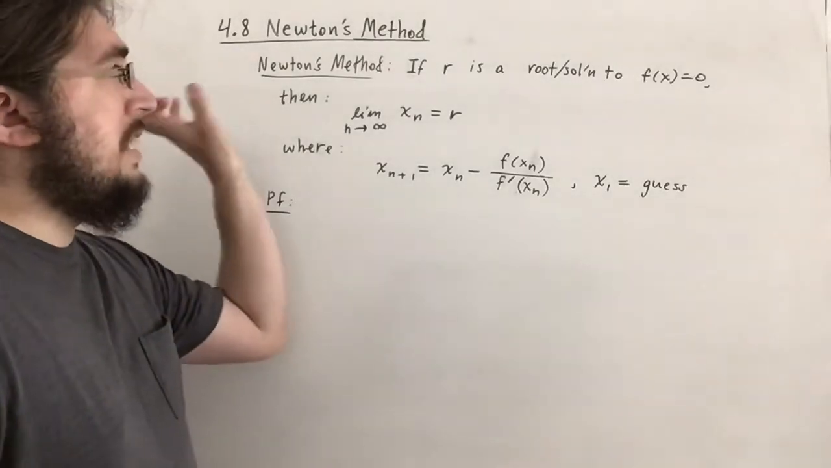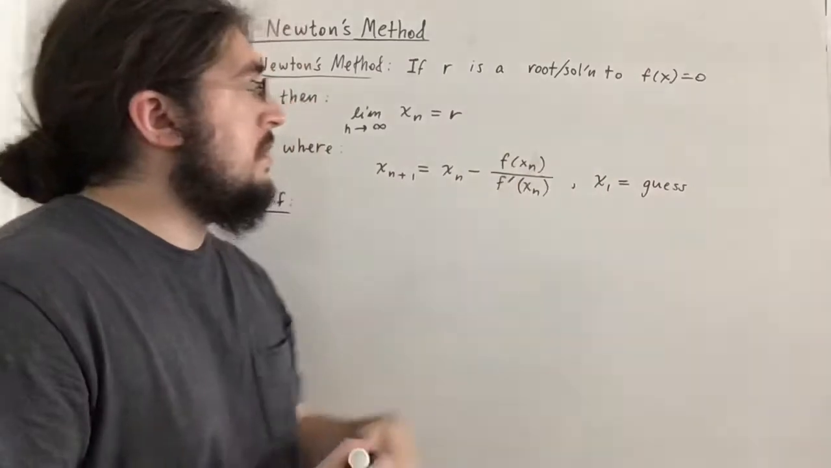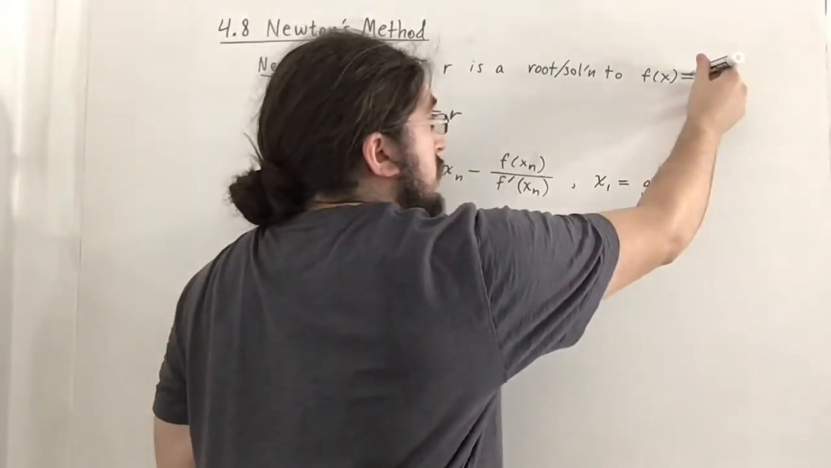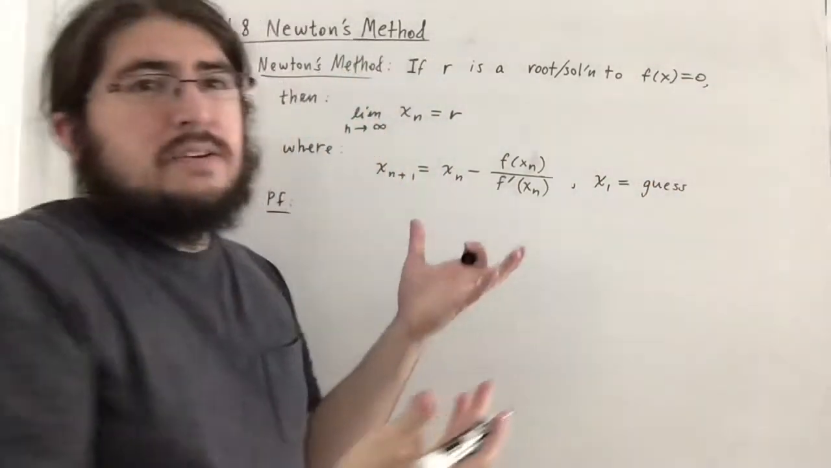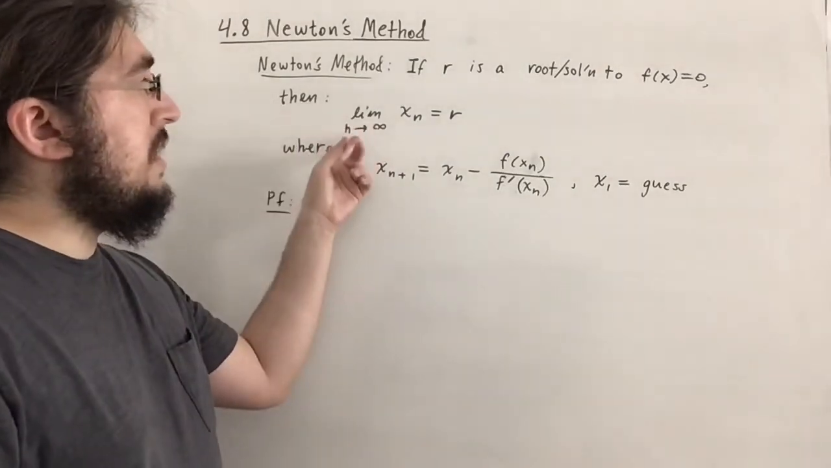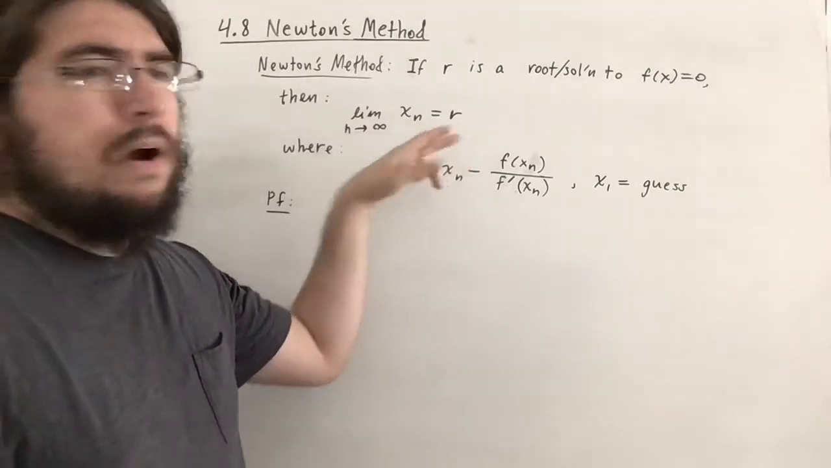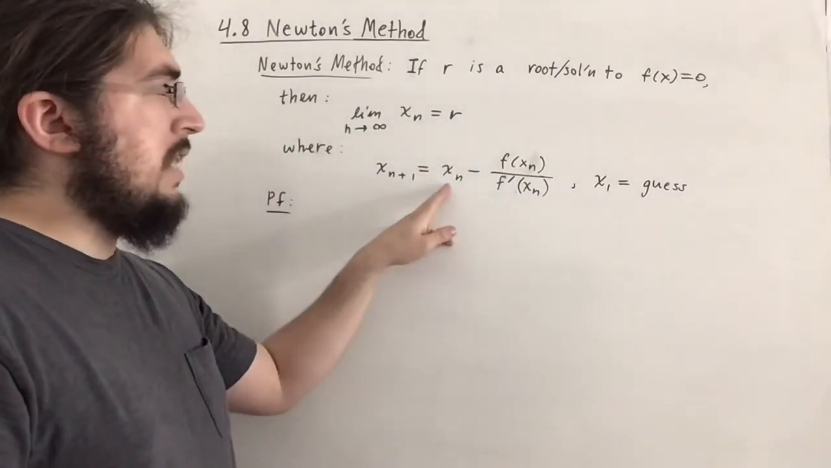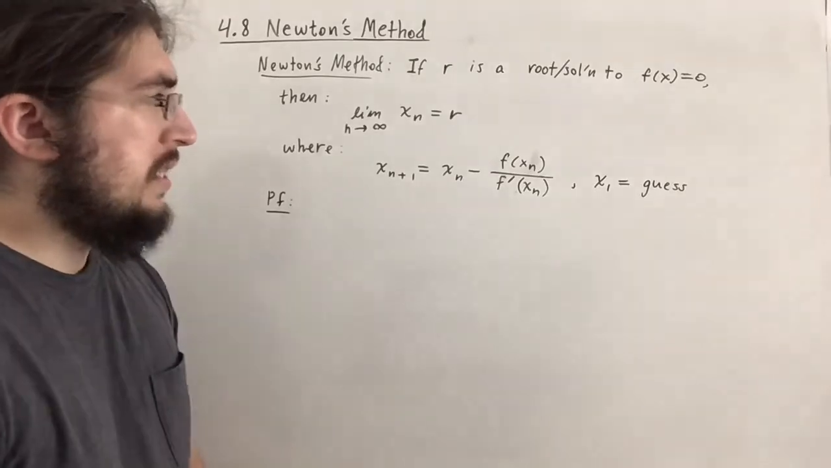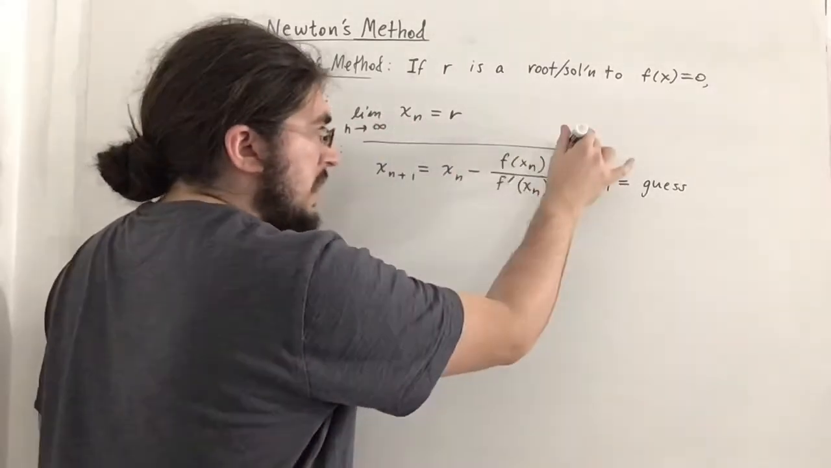So Newton's method says if r is a root or solution to f of x equals 0, so that means plugging r into f of x will give you 0. So basically it's an x-intercept of the graph of the function. Then the limit as n goes to infinity of x sub n is equal to r, where x sub n plus 1 is equal to x sub n minus f of x sub n over f prime of x sub n. So this is the main equation we'll be using.